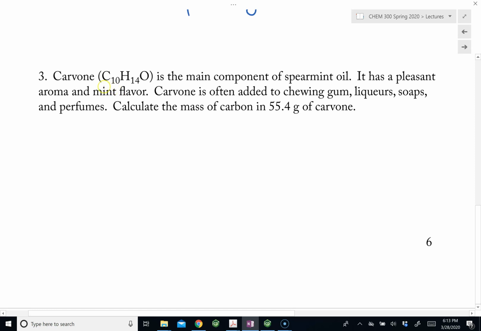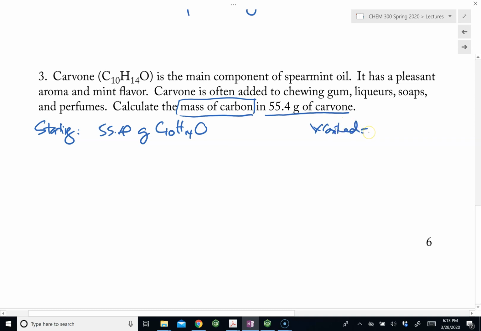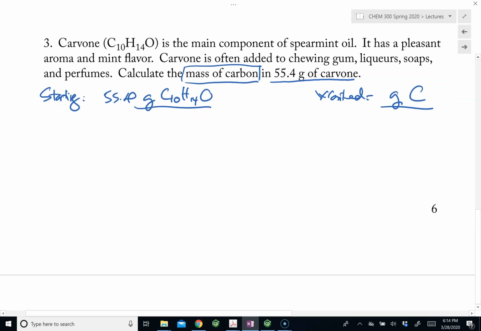Carvone, with the chemical formula of C10H14O, is the main component of spearmint oil. If we were to have 55.4 grams of carvone, what would be the mass of carbon in it? Let's solve this problem. The starting unit here is 55.4 grams of carvone, which is C10H14O, and the wanted unit is grams of carbon. So we are asked to solve from the mass of a compound to the mass of an element that makes up this compound. We have seen already that we can use the mass ratio to solve this problem, and we will be able to do that in one step.